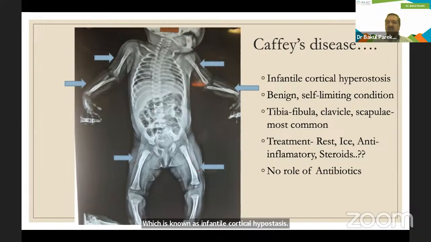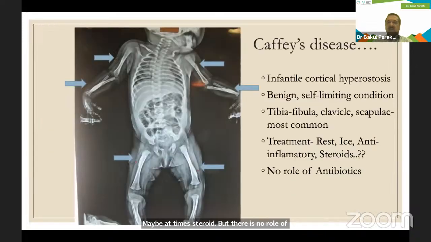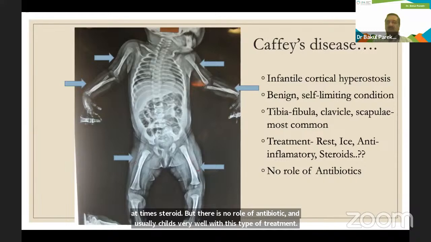It can involve tibia, fibula, clavicle, scapula, which is one of the most common involvements. And treatment is only rest, ice, and anti-inflammatory drugs like naproxen, maybe at times steroid, but there is no role of antibiotic. And usually the child responds very well to this type of treatment. So the take-home message is that all the fevers are not always bacterial infection, and all the infections don't require antibiotics. You have to think about all these differentials.